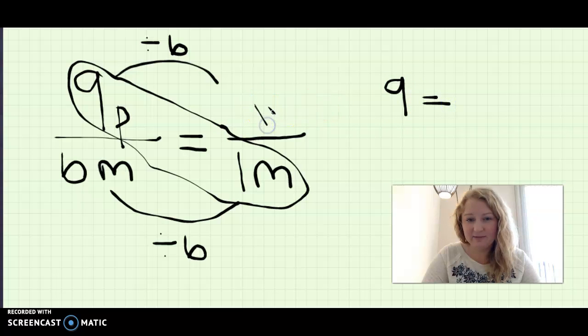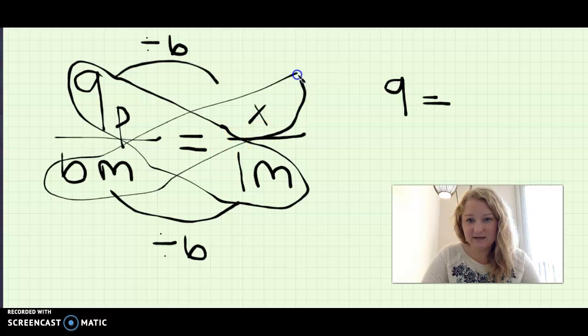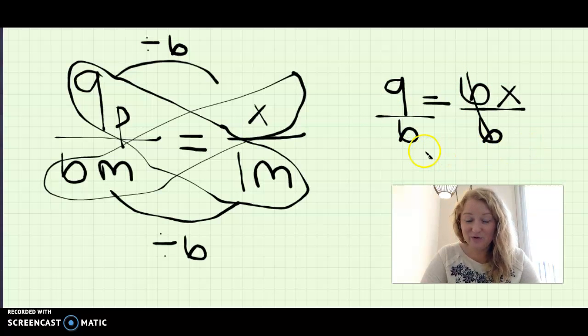And then I'll put my x up here. That's what we're trying to find. And 6 times x equals 6x. And then to get my x alone, I'm going to want to divide. They cancel out. And then I have 9 divided by 6. So either way, you're being asked to do 9 divided by 6. If you want to set that up as a long division problem, you would do 9 divided by 6.